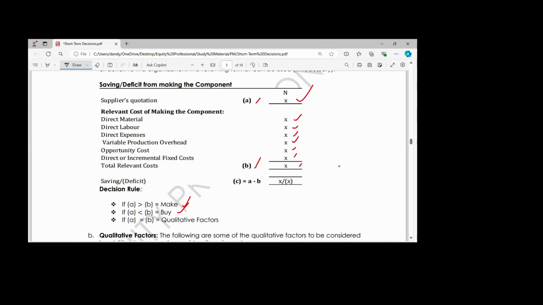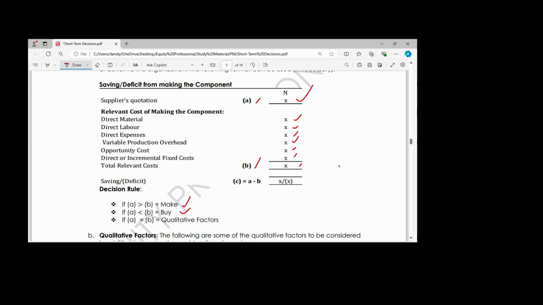Then, what if the supplier's quotation is the same as the relevant cost of making the component? In that situation, you should consider qualitative factors. Therefore, what are the qualitative factors under make or buy decision?